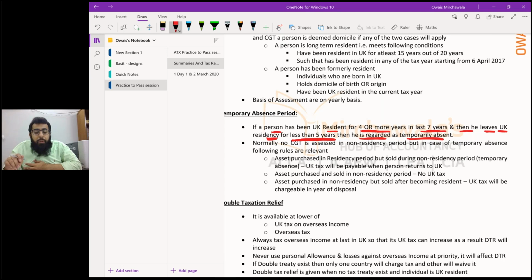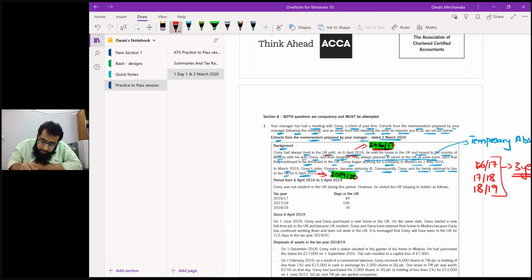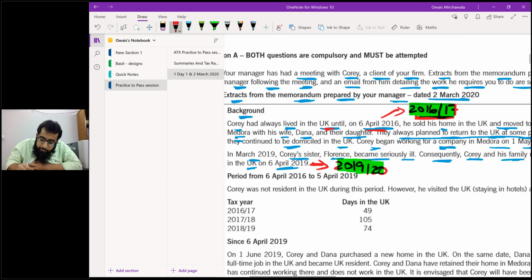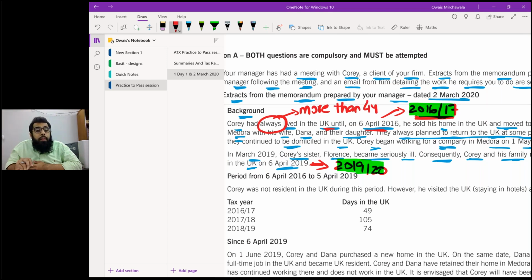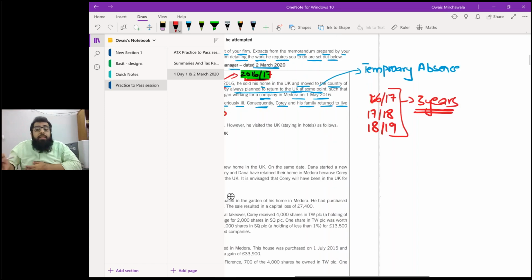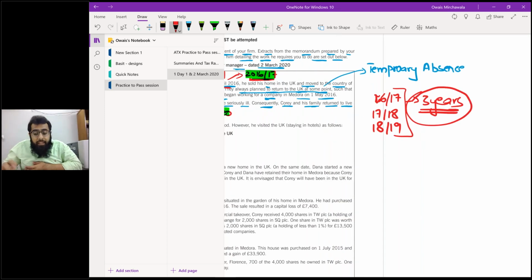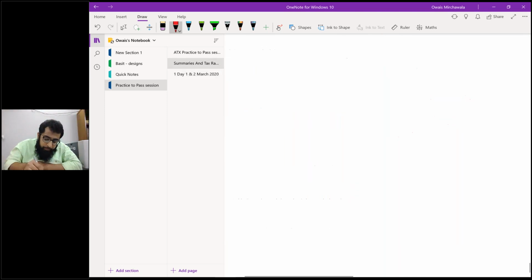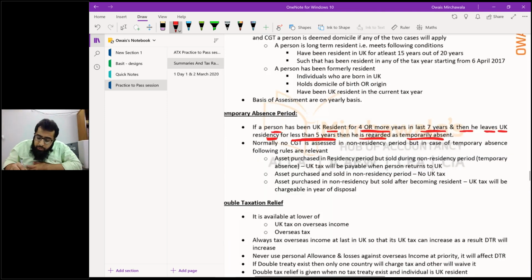Okay, go back to the question. What did happen? Corey had always lived in UK, which means he had lived in UK for more than 4 years. Then what did happen? He remained absent for how many years? He remained absent for 3 years. Okay, look at the rule. If a person has been UK resident for 4 or more years in last 7 years, and then he leaves UK residency for less than 5 years, then he is regarded as temporarily absent.